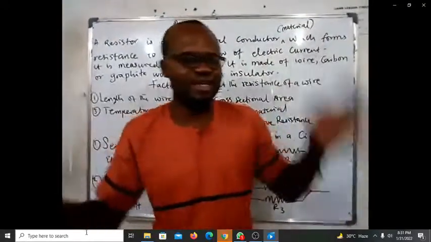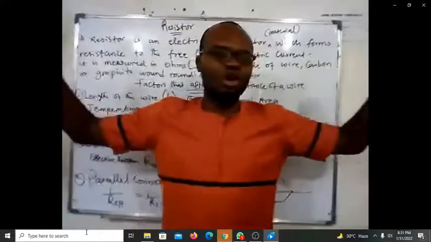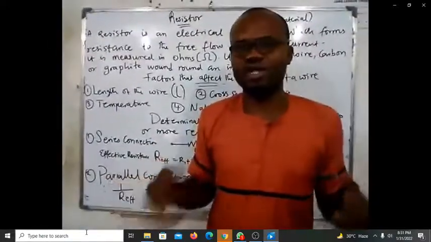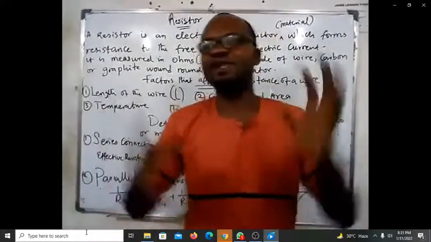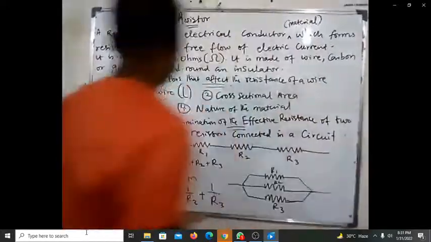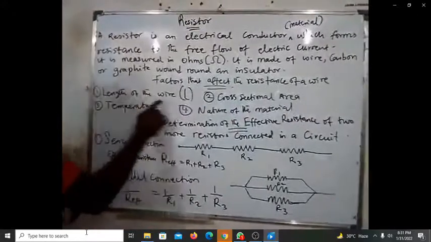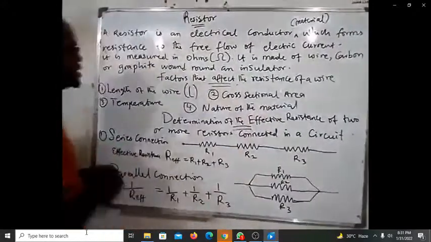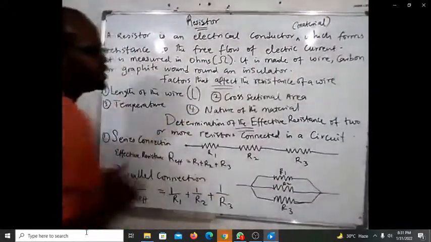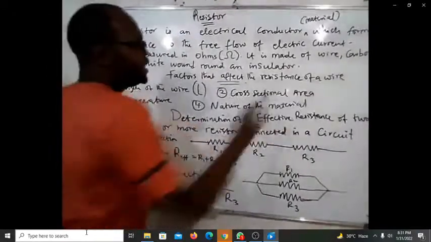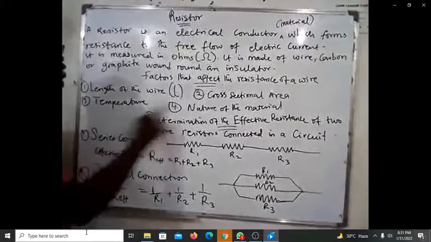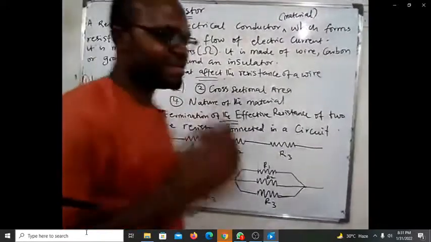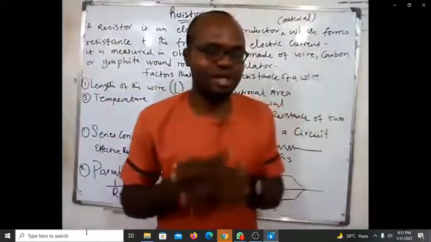What can make the resistance of a wire to be so big or to be so small? What are those factors? JAMB will ask you, which of the following is not a factor affecting the resistance of a wire? And the options we have here is what? Length of a wire. It can be a factor that can affect the resistance of a wire. Cross-sectional area of the insulator plate, temperature of the resistor, or the nature of the material that the insulator is made up of.